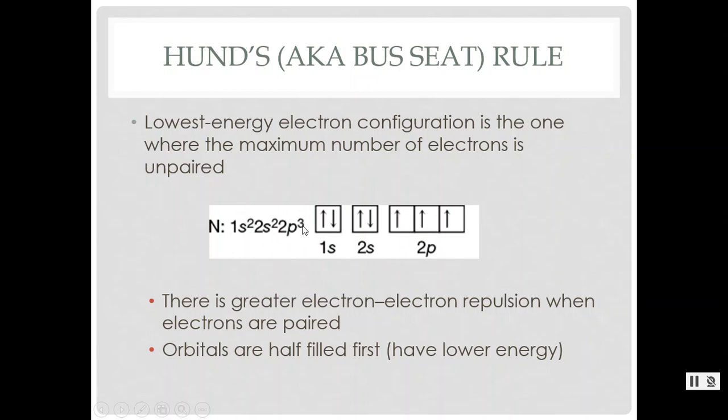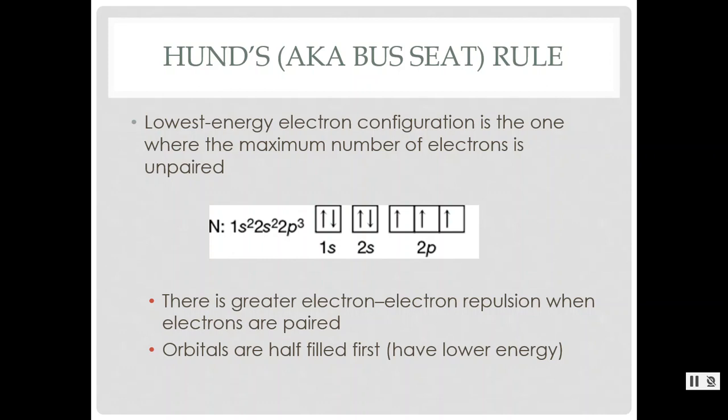What dictates how you place electrons in degenerate orbitals is Hund's rule, also called the bus seat rule. It's called the bus seat rule because if you get on the bus, everyone wants their own seat to themselves, if possible, right? Same thing with electrons. If there are empty orbitals available for an electron to sit in, they will go in there first, and only after the orbital is half filled will they start to pair up.